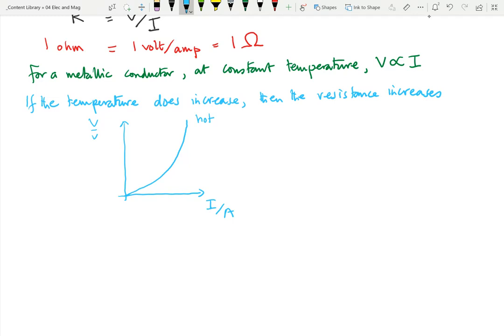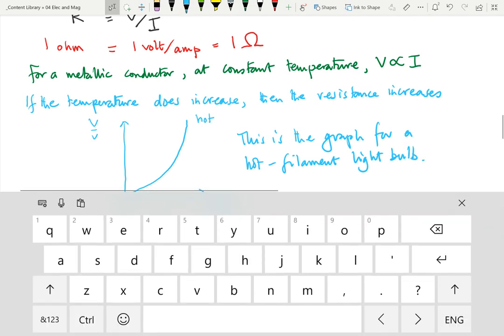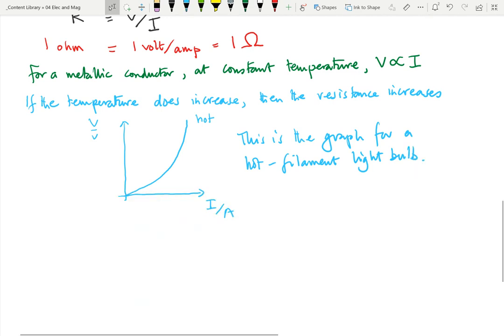But this is the graph for a lamp, a hot filament lamp, also known as a light bulb. Let's call it a light bulb. So that's one weird thing. It's not particularly weird, but we come across them all the time. That doesn't obey Ohm's law, but it is a metallic conductor, it's just not at constant temperature, is what I should say.